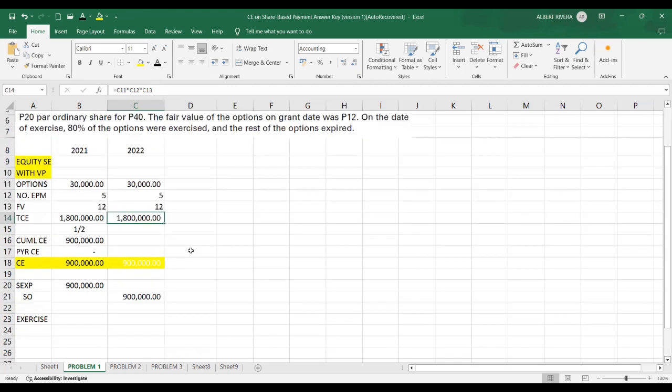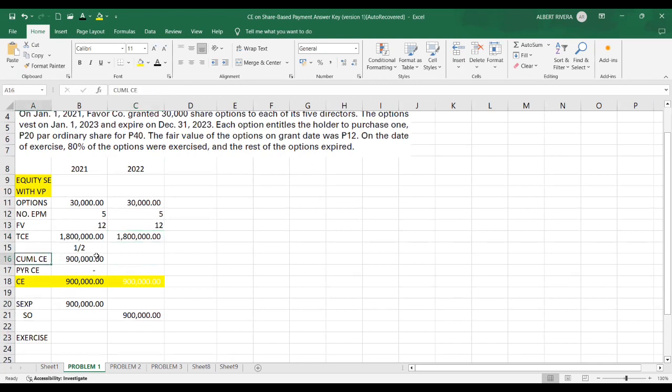Okay? But to compute now for the cumulative compensation expense here, that would be times 2 years over 2. So this is the last year of the service period. Okay, cumulative 2 years divided by the vesting period of 2. So this is now the cumulative compensation expense amounting to 1.8 million pesos minus the prior year's compensation expense. Prior year's cumulative compensation expense.